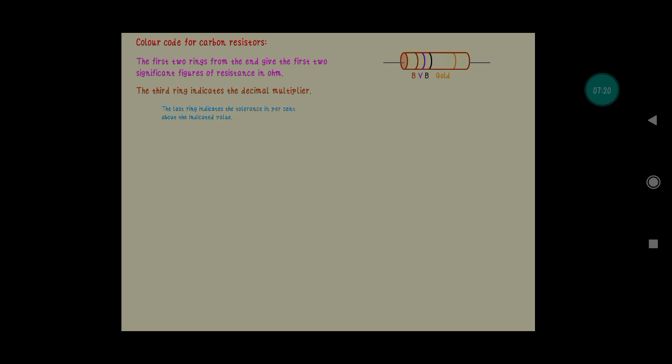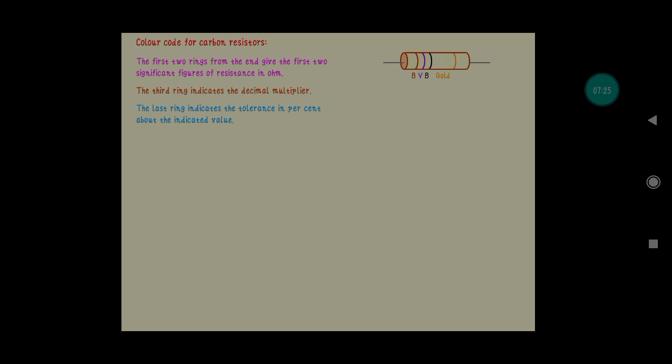So how can we define the color code? Let's take a resistor. Let's assume this is the resistor. The first two rings from the end will give you the corresponding two significant figures of the resistance in ohm. The first band gives the first significant figure and the second band gives the second. The third indicates the decimal multiplier, which comes as a power, and the last one will indicate the tolerance in percentage.